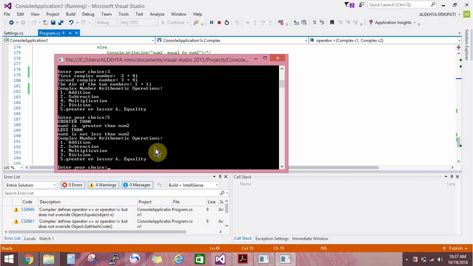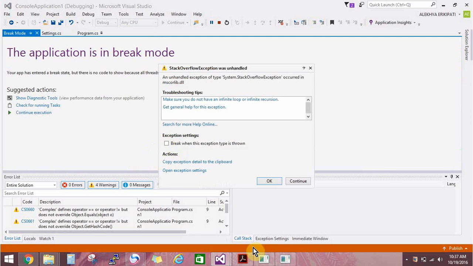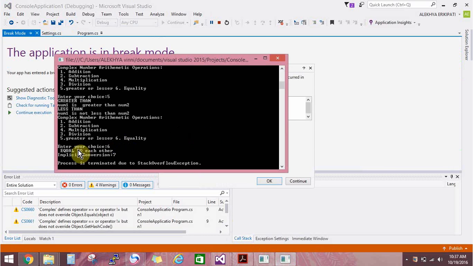So when we check for equality, it says equal to each other, and the implicit conversion is equal to 7.